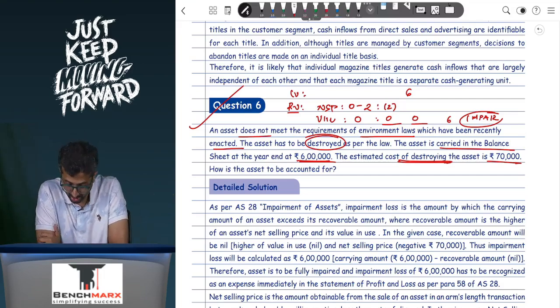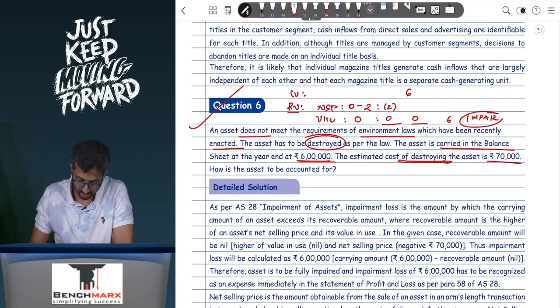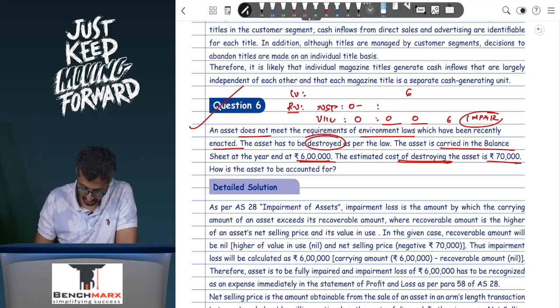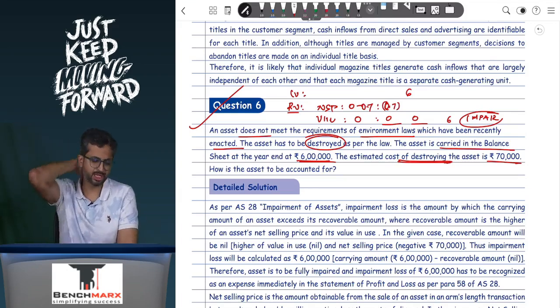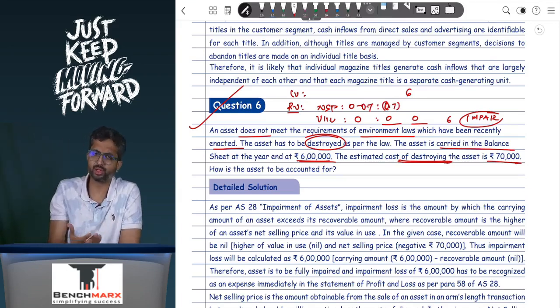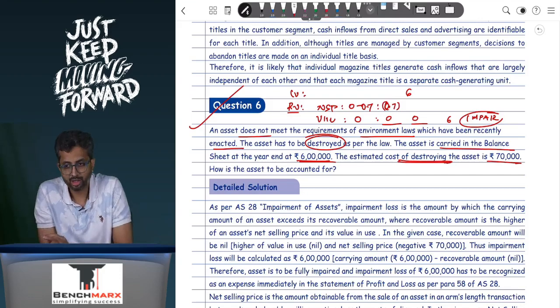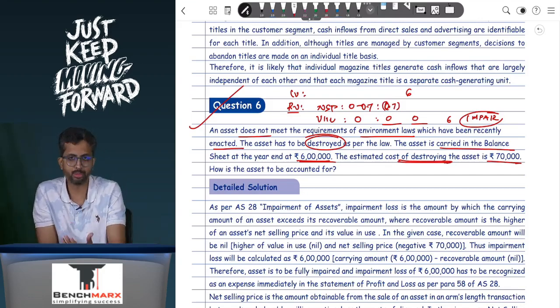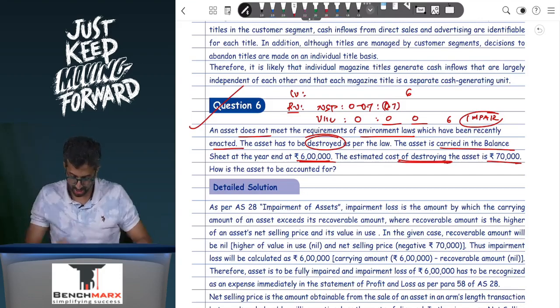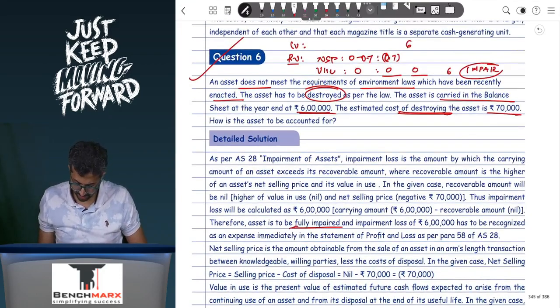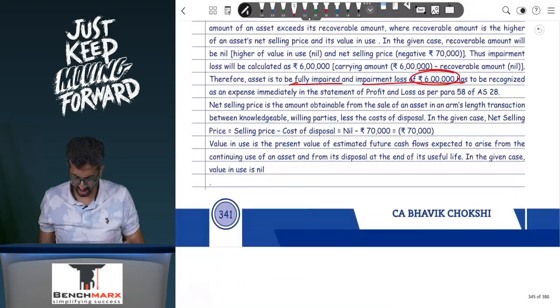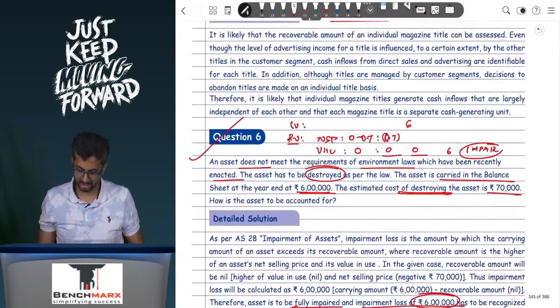I'm sorry, this is 70,000. So if there's a further cost, this will be recorded as per AS 29. So if there is uncertainty, you give a disclosure. If there is certainty, or if it is probable, you will create a provision. So over here we will say the asset will be fully impaired and an impairment loss of 6 lakhs has to be recorded. Further 70,000, if required, will be recorded separately in the P&L.